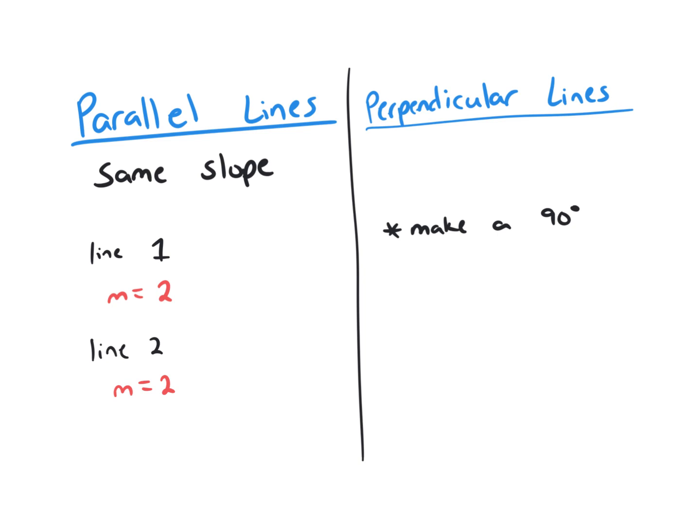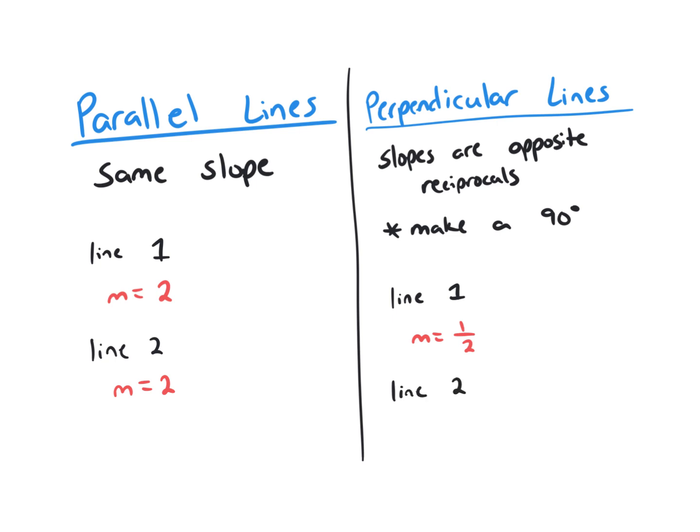Did anyone figure it out yesterday? What do we have to do to the slope? It's opposite and reciprocal. So slopes are opposite reciprocals. Okay, let's break this down a little bit. I'll tell you, line 1's slope is 1/2. Let's talk about what line 2 would be. Okay, what does opposite mean in math?